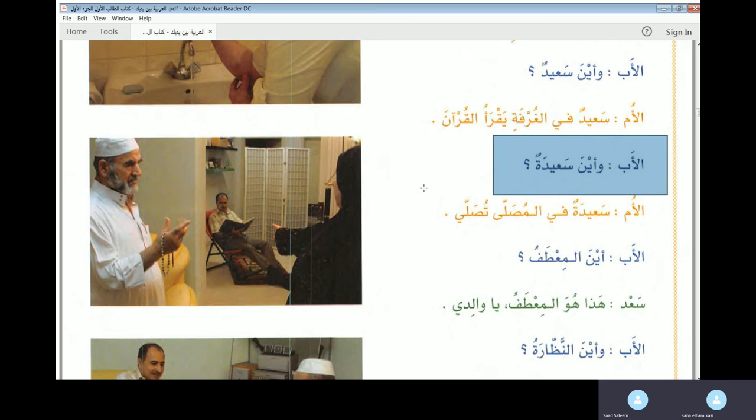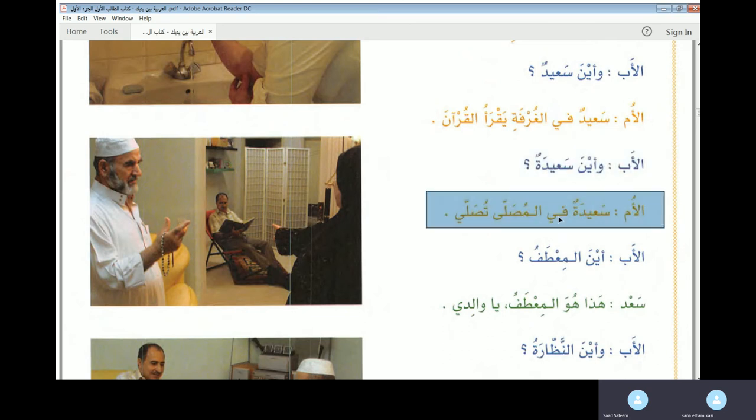Aina Sayyida? And where is Sayyida? Sayyidatun fil musalla tusalli. Sayyida is in the musalla. Musalla means praying room. Oh, in the prayer room. Where prayer is offered is called musalla. Sayyida is female. Okay. Sayyida is in the musalla, prayer room. Tusalli, she is praying.